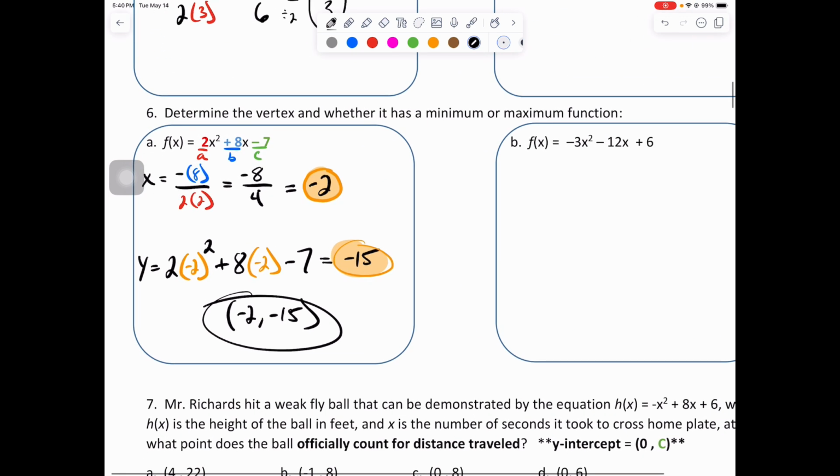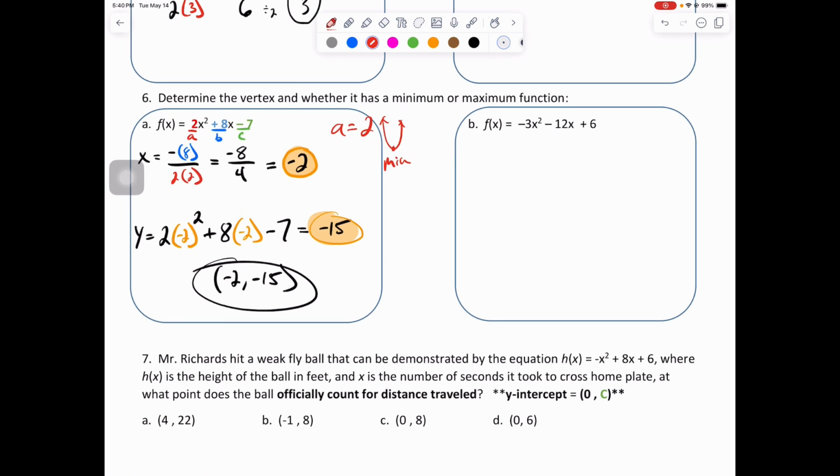However, if you'd like to pause the video and try B independently, please feel free. Ooh, I forgot about the min or the max. What is our A value here, guys? Yes, A equals a +2. So our parabola will smile, giving us a minimum.